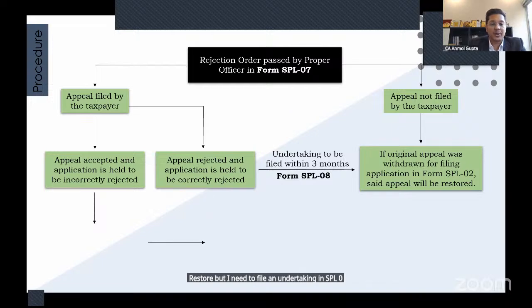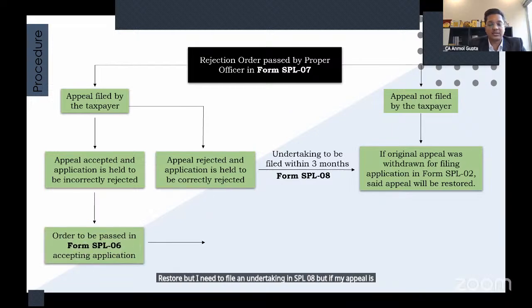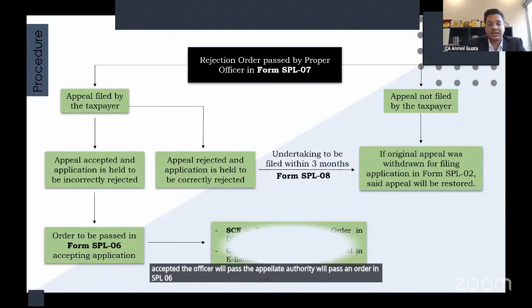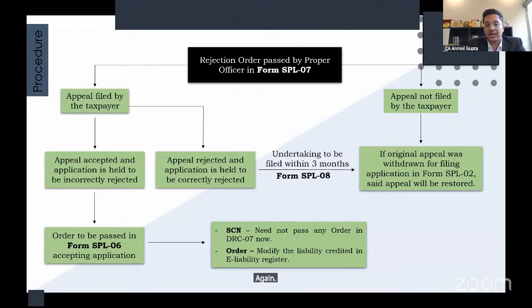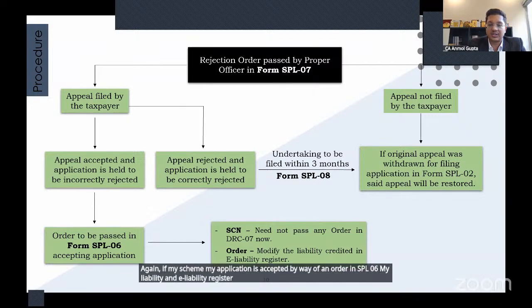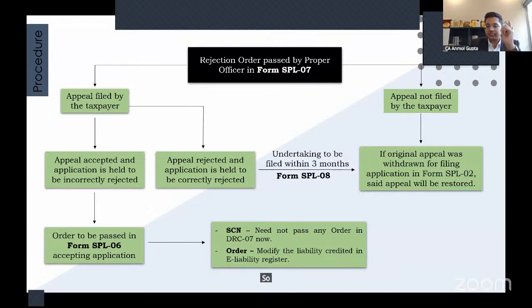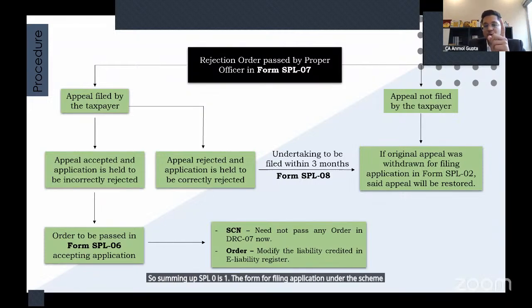But if my appeal is accepted, the appellate authority will pass an order in SPL 06 accepting the application under this scheme. Again, if my application is accepted by way of an order in SPL 06, my liability in e-liability register will be modified, and if there is any show cause notice, there is no need to pass the order. So summing up, SPL 01 is the form for filing application under this scheme against a pending show cause notice.